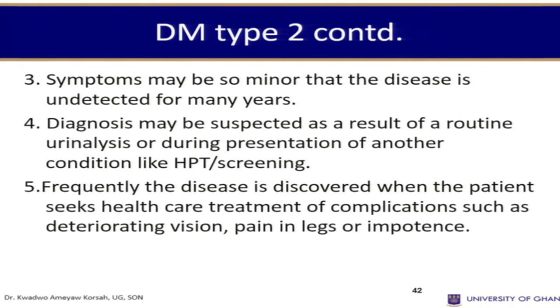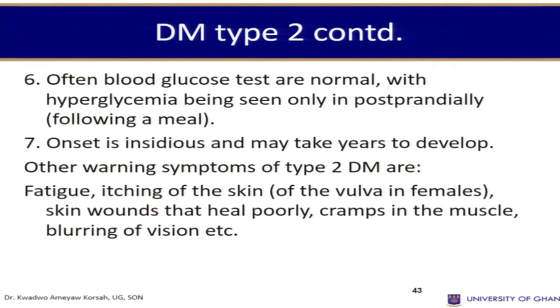Symptoms may also be minor, that means the disease is undetected for many years, and the diagnosis may be suspected as a result of routine urinalysis or during presentation of another condition like hypertension, for instance, when one goes to the hospital for screening. And then frequently the disease is discovered when the patient seeks health care treatment of complications such as deterioration of vision, pain in the legs, or impotence. And then often blood glucose tests are normal, and the onset is insidious.